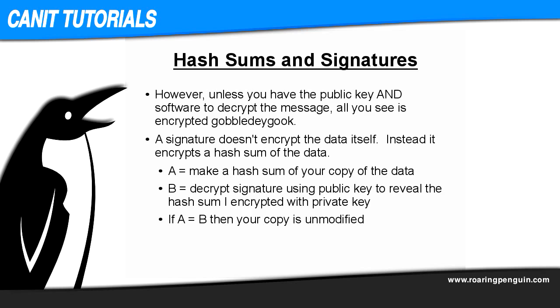We'll talk about hash sums in the next slide, but for now, if I feed my message data into a hash function, I get a hash sum. A signature doesn't encrypt the data itself, it encrypts the hash sum of that data. So when you get my message, if you A, make a hash sum of your copy, and then B, you decrypt my signature using my public key to get the hash sum that I encrypted with my private key, well then, if A matches B, you know you have an unmodified copy of the data I sent.